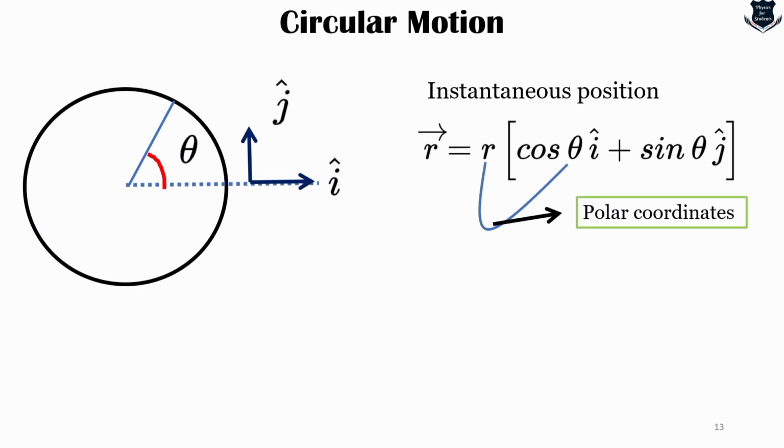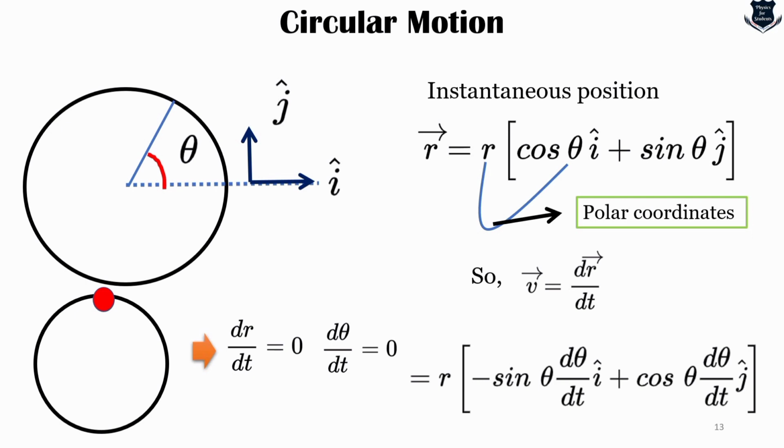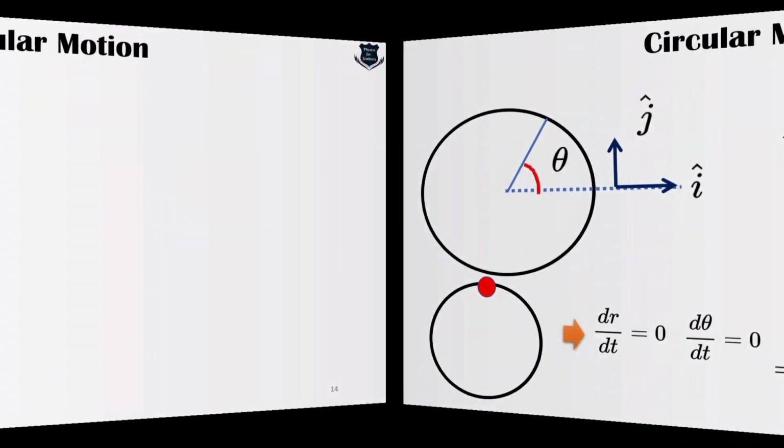So if the particle is moving in a circle with a very constant speed, then dr upon dt will be 0, and obviously d theta upon dt equal to 0. Using these values, if we plot, v upon dr upon dt will be equal to this one. Now if we take this equation further, we can use the calculus chain rule.